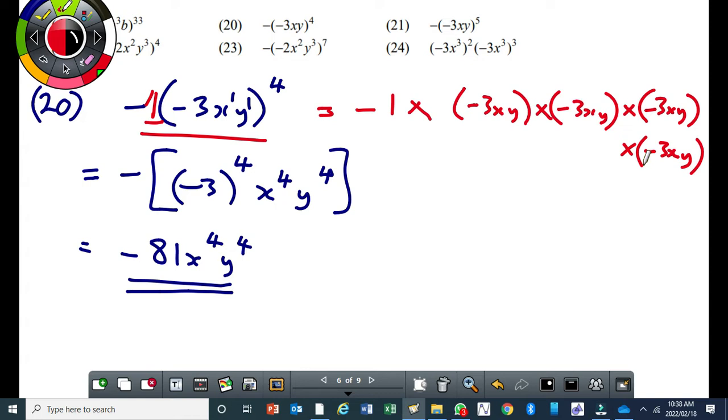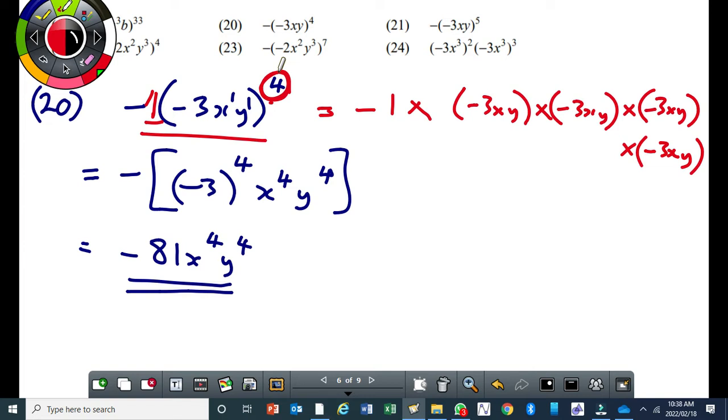How many negatives do we have? There are 5. What does that tell you if the negatives are odd? The answer will be negative. You can't distribute the minus 1 into the bracket because of this. If the exponent here was a 1, then you can multiply the minus 1 and the minus 3, and you get a positive. But because of this 4 here, it limits us from removing the brackets based on the minus outside that circular bracket.